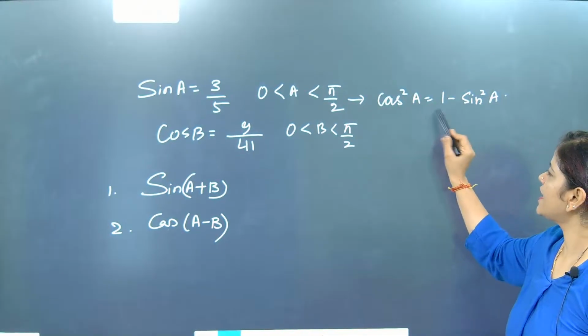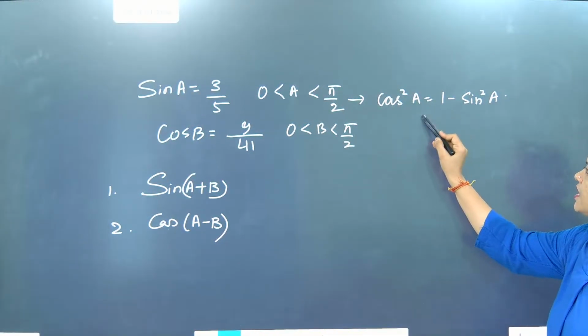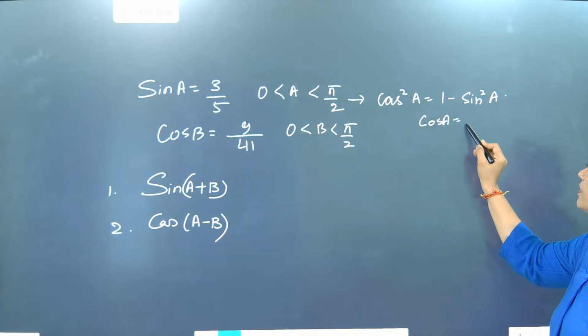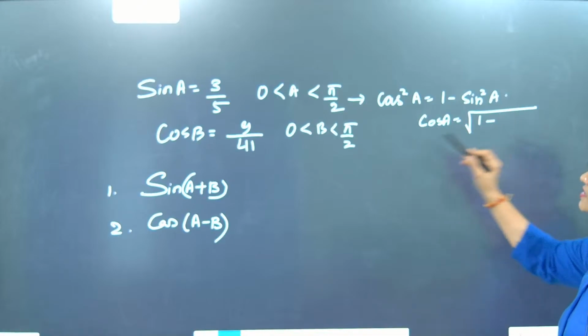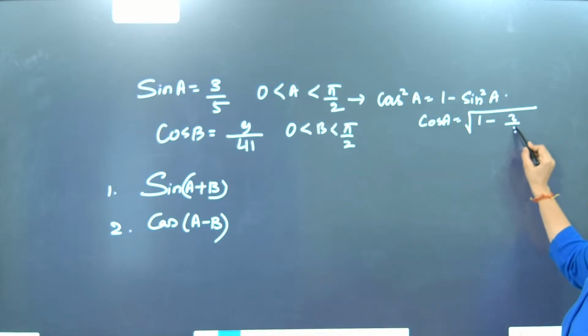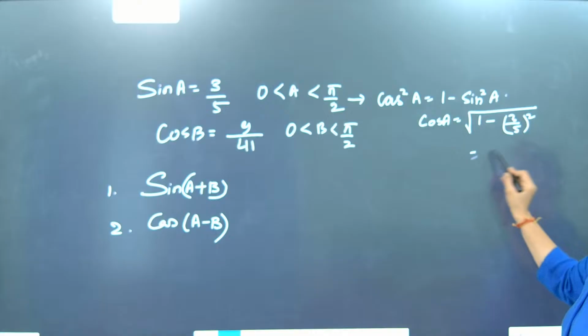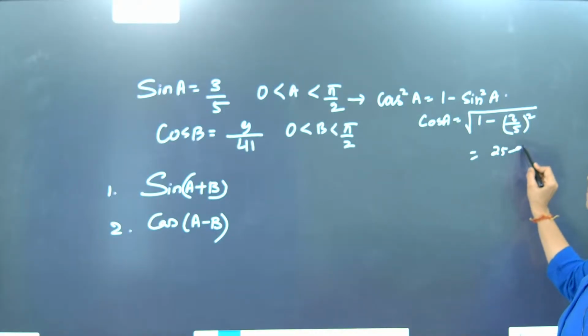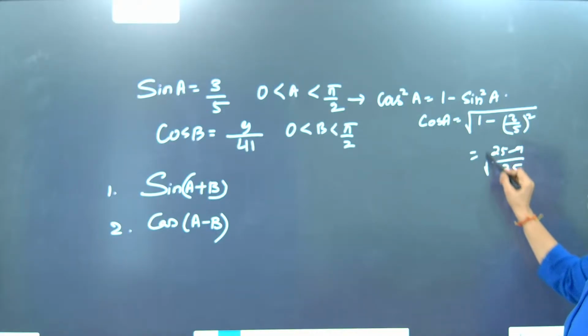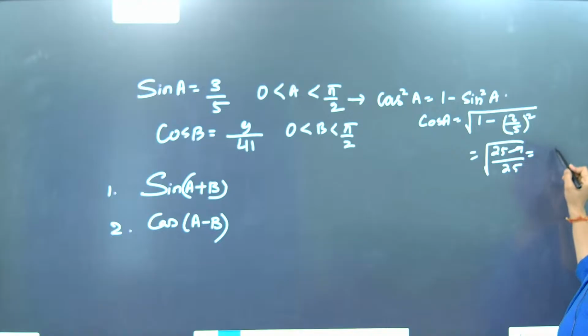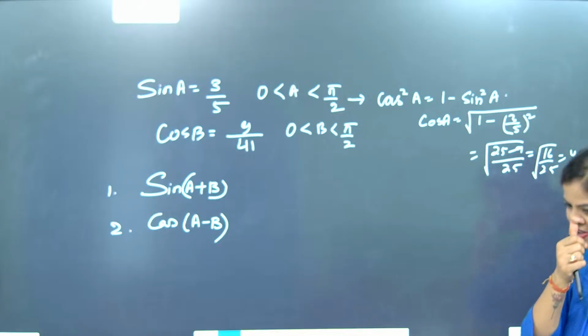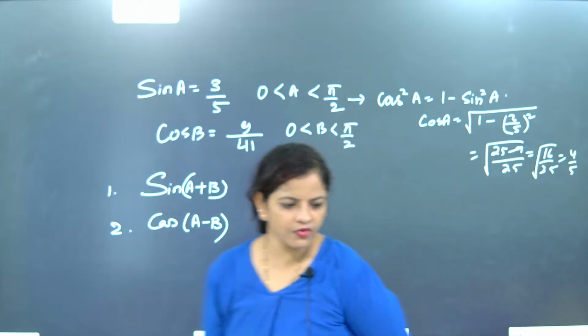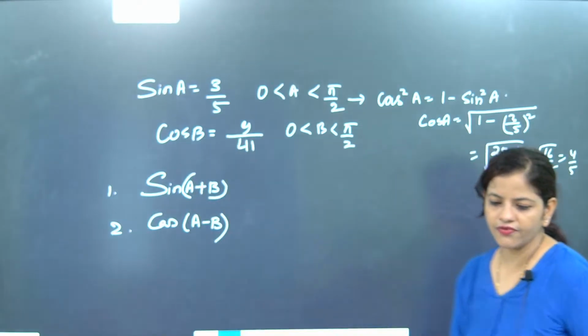So, beta, directly cos A will be equal to root under 1 minus sine value, which is 3 by 5, whole square. So it will become root under 25 minus 9 by 25, that is root under 16 by 25, which is 4 by 5. So one value we got: cos A is 4 by 5.